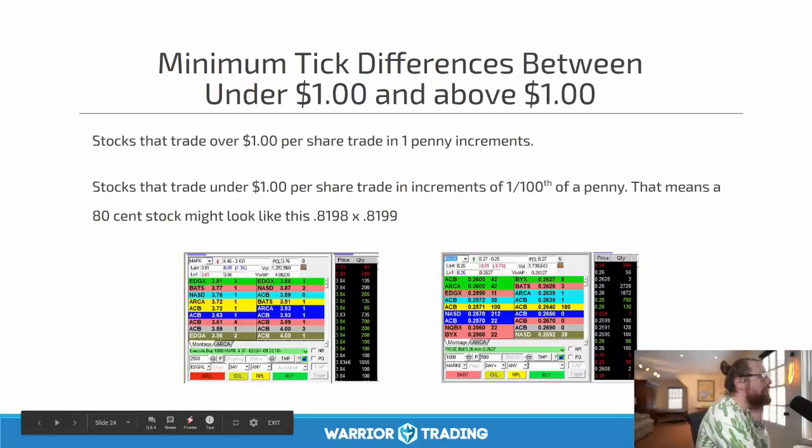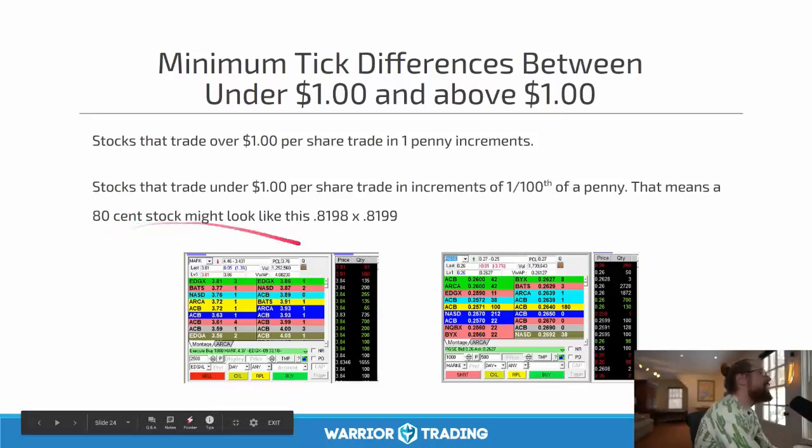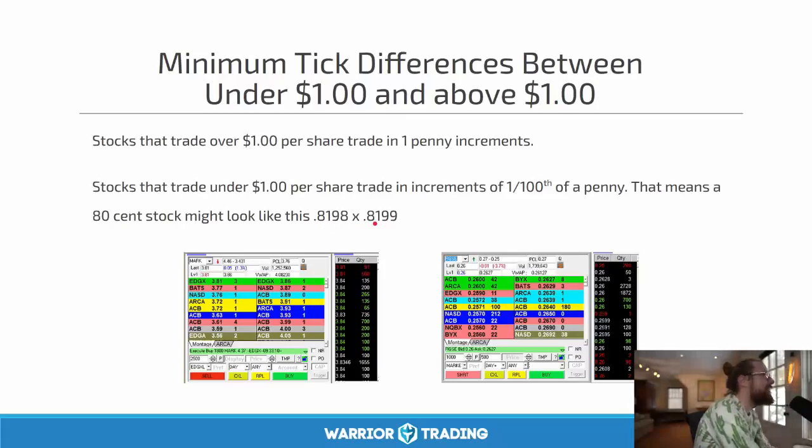Okay? So effectively, for each penny a stock can move up, it has so many more intervals. So stocks above $1 move much faster up than stocks below $1, and that's because stocks below $1 trade down to the 1/100th of a penny. All right. So an 80-cent stock would potentially trade at 0.8198 by 0.8199. So do you think you're going to make a lot of money buying and selling for 1/100th of a penny? Not unless you're trading with 1 million shares. And if you trade with 1 million shares at some brokers, you're going to get a pretty big commission.